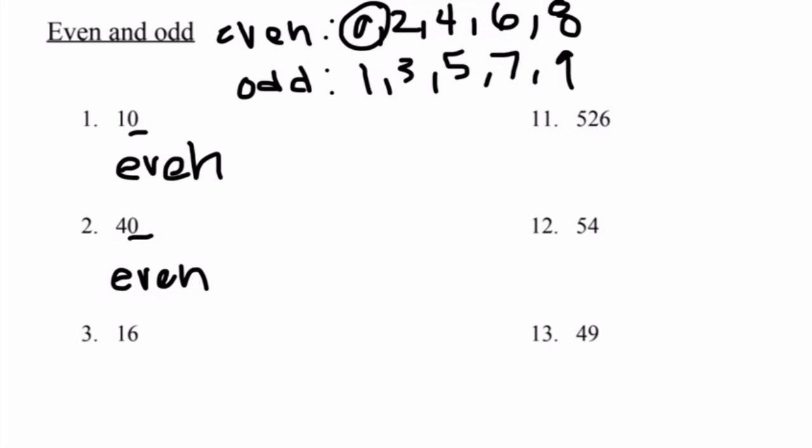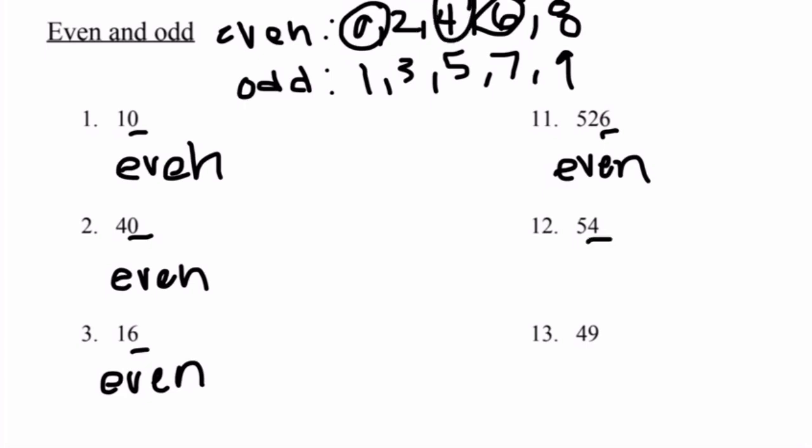Number 3, 16. 16 ends with the number 6. 6 is also even, therefore 16 is an even number as a whole. Moreover, it is also divisible by 2, thus making it even. Number 11, 526. 6 is an even number, therefore 526 as a whole is even. Number 12, 54. 4 is also an even number, therefore 54 as a whole is even as well.